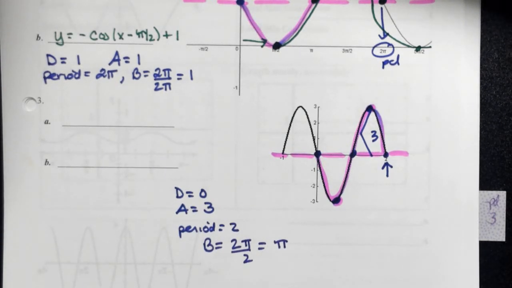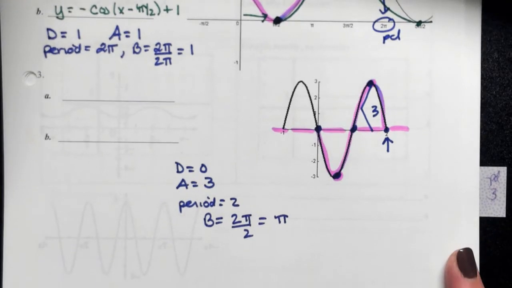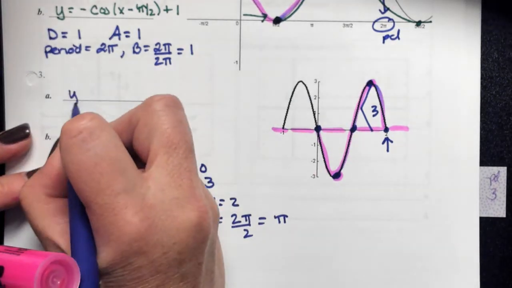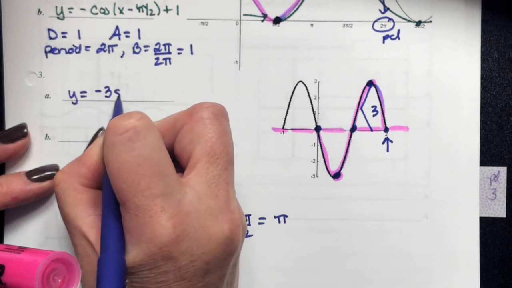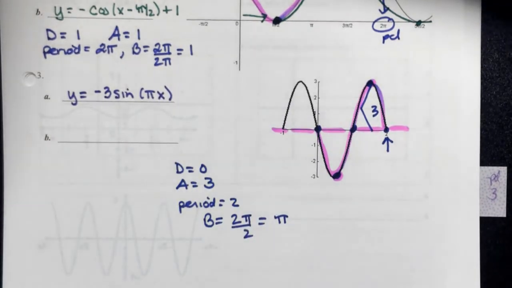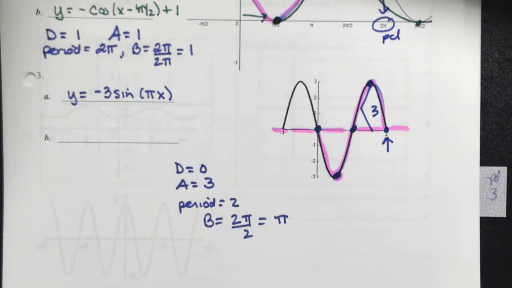Looking at the pattern of your 5 key points, is this a sine or a cosine? Sine. And what's special about this sine curve? It's reflected. So I can write my equation as y is equal to negative 3 times the sine of pi x. Again, there is no vertical shift. So any questions on how I wrote the first equation with no phase shift?